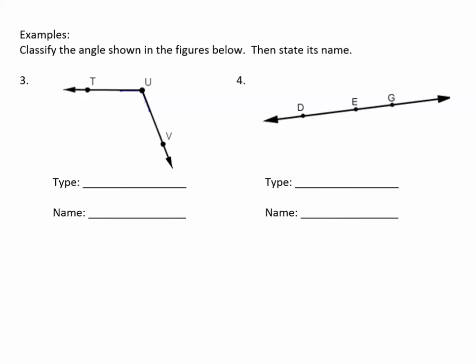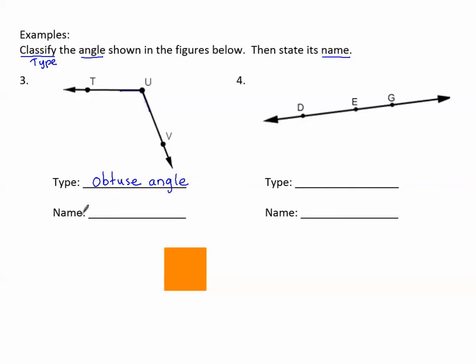Let's take a look at some examples. Classify the angle shown in the figures below. Then state its name. So remember, classify means tell what type of angle is shown. So this is an angle. I can get my square to put in the interior of the angle, line it up along one side, make it touch the vertex, and notice the other side opens wider than the corner of the square. So because it's larger than 90 degrees, but not yet 180 degrees or a straight line, we know that this is an obtuse angle.